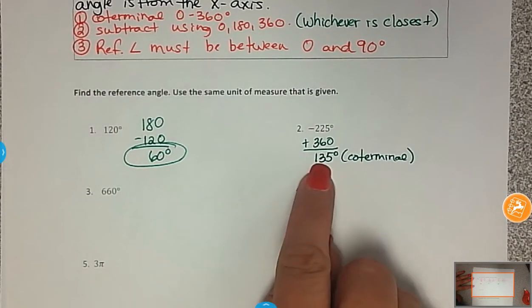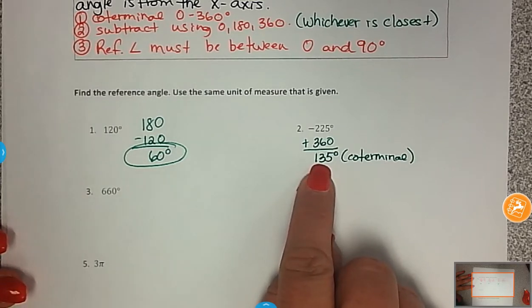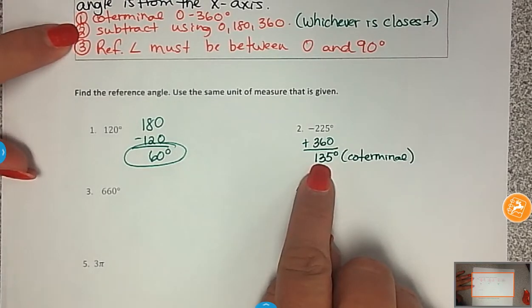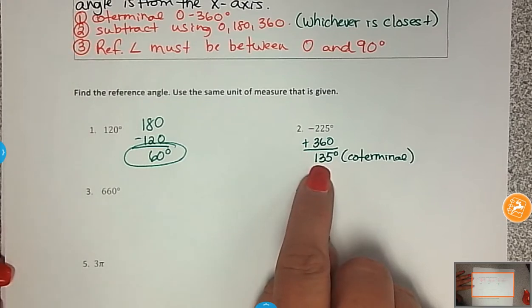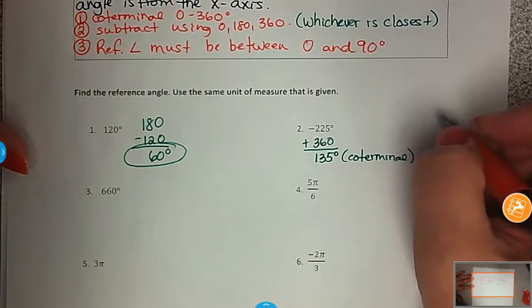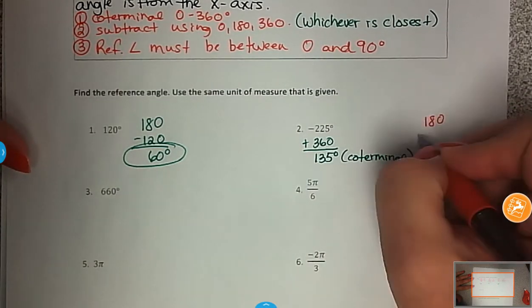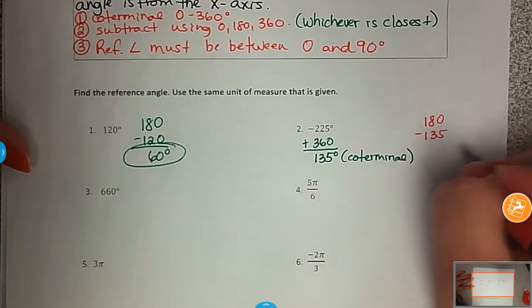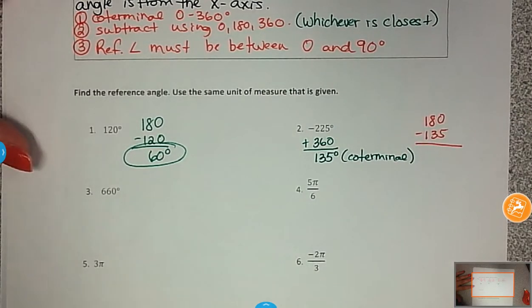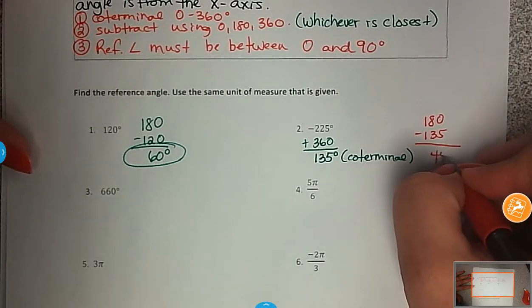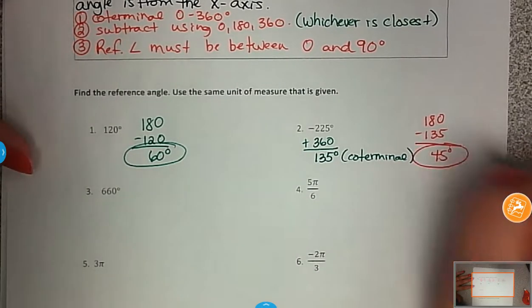Then, because this coterminal angle is between 0 and 360, now I'm going to go to step 2, which is to subtract using 0, 180, or 360. Which of those is closest to 135? That would be 180. So now which way do you subtract? 135 minus 180 or the other way around? To get an answer that falls between 0 and 90, I have to do 180 minus 135, and that will give me 45 degrees as my reference angle.